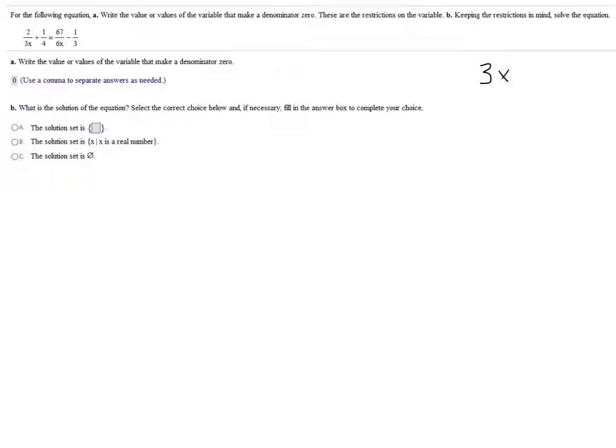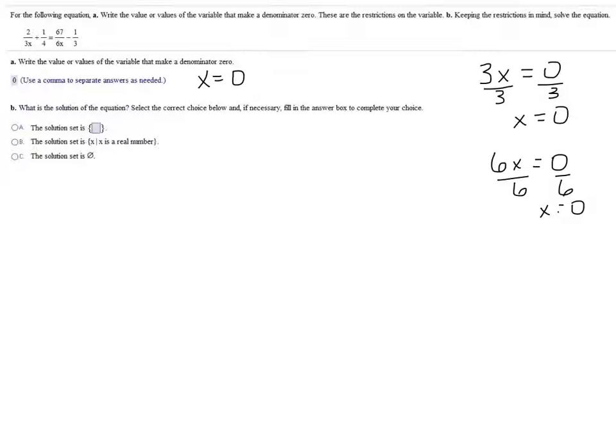So 3x, if we set that equal to 0 and divide both sides by 3, we'll find that x equal to 0 would make that denominator 0 and therefore undefined. And if we did the same for 6x, we find that x can't be 0 for that one either. So we really only have one restriction on this one. X can't equal 0, because that will give us some undefined fractions here. So now that we've got that done, the B part is finding what the solutions are, keeping in mind that 0 can't be one of those.